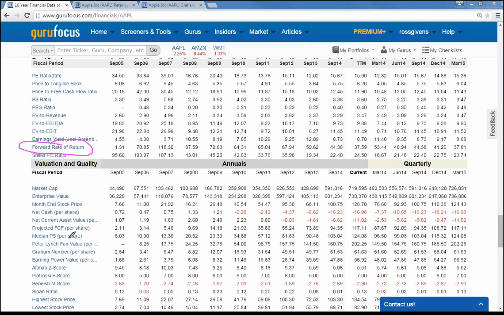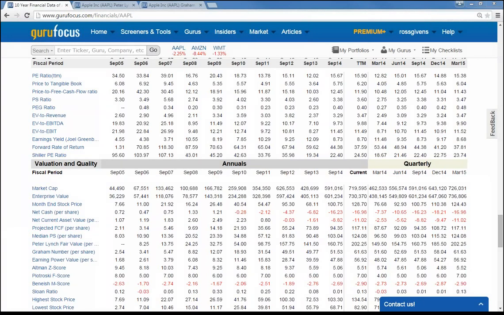And then here's the Peter Lynch value. There's the Graham number right below it. It's even got that median price to sales, the projected free cash flow, the net current asset value. All these we looked at. And the reason I point this out, and the reason I think it's interesting, is you can get an idea of where these have been historically.